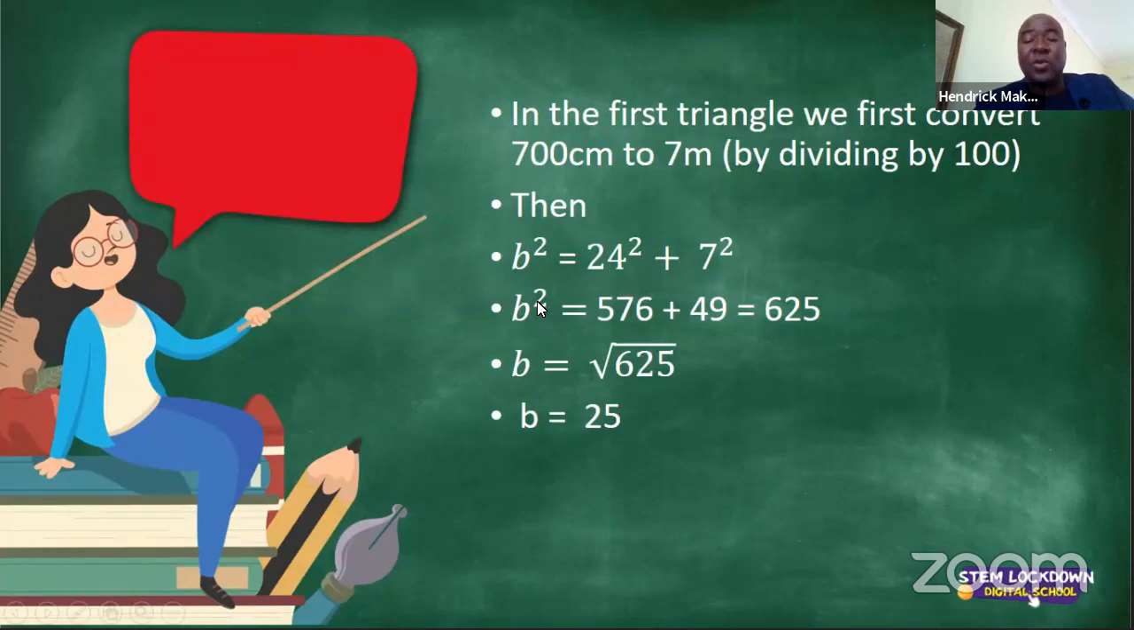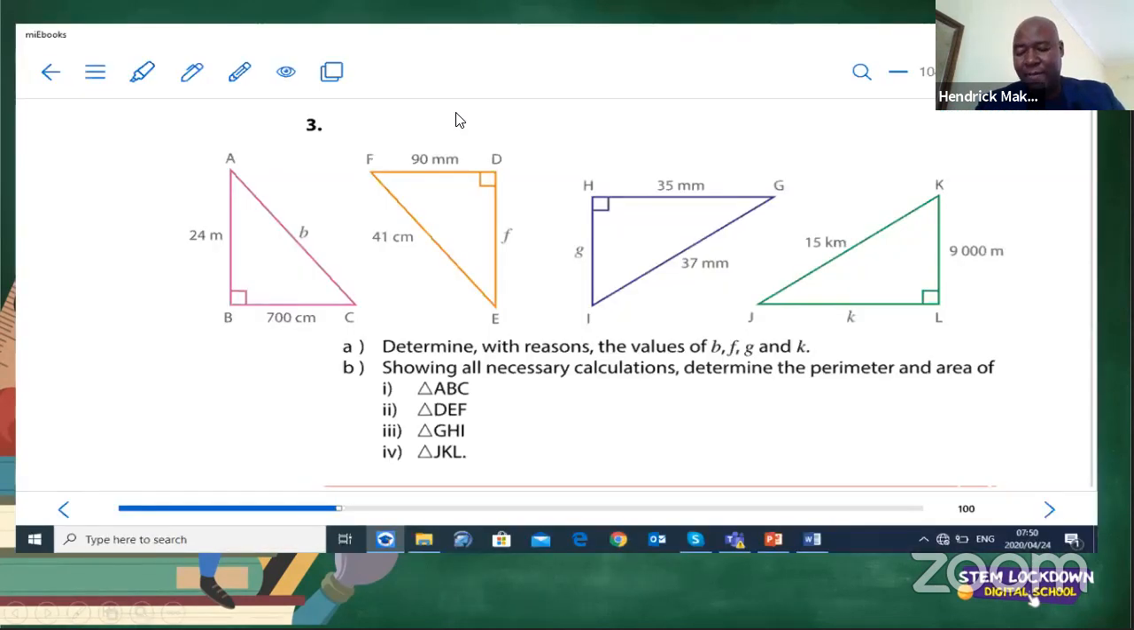Of course, the next one there will be B squared is equal to 576 plus 49, which is 625, because 24 squared gives you 576, and 7 squared gives you 49. Of course, this becomes B is equal to the square root of 625, and the square root of 625 is 25. So the value of B will definitely be 25. So that is the value of B, and we can just come to look at the next activity there.